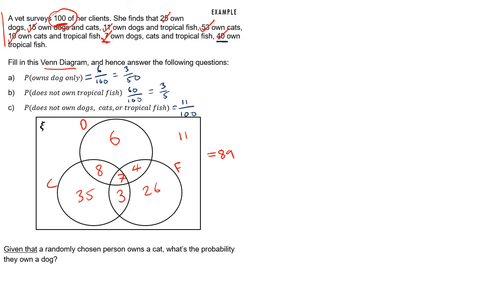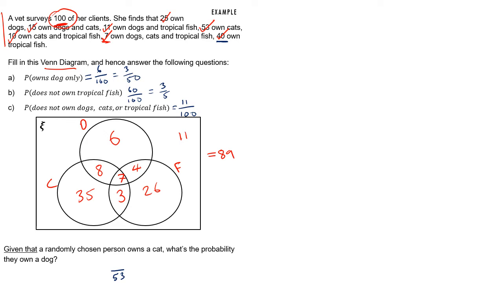The last probability question here is a bit different because it's conditional probability. So it's not going to be out of the full 100 people. So it's saying, given that a randomly chosen person owns a cat, so let's just think there. So there were 53 people who owned a cat. So that's what this probability will be out of.